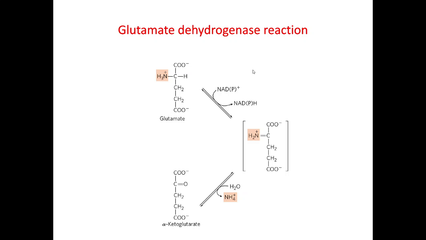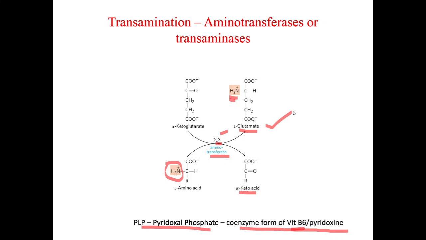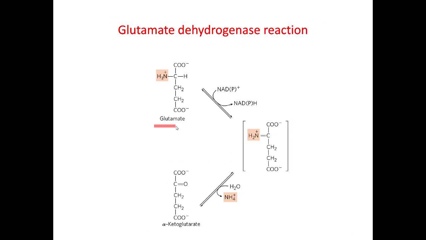So now we have found this glutamate. We have 20 amino acids, and from any amino acid we get this glutamate. In the next process, we have the glutamate dehydrogenase reaction, in which glutamate gets converted into an intermediate product. NAD or NADP plus acts here, gets incorporated, and we get NADPH, an energy molecule.